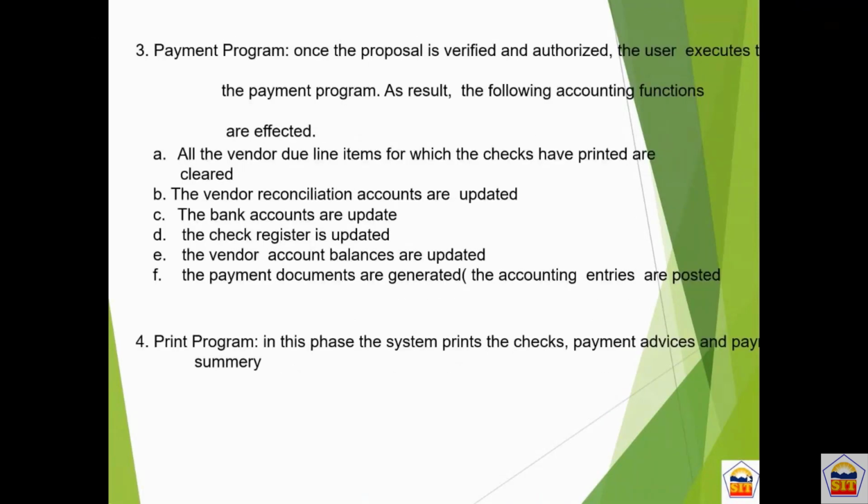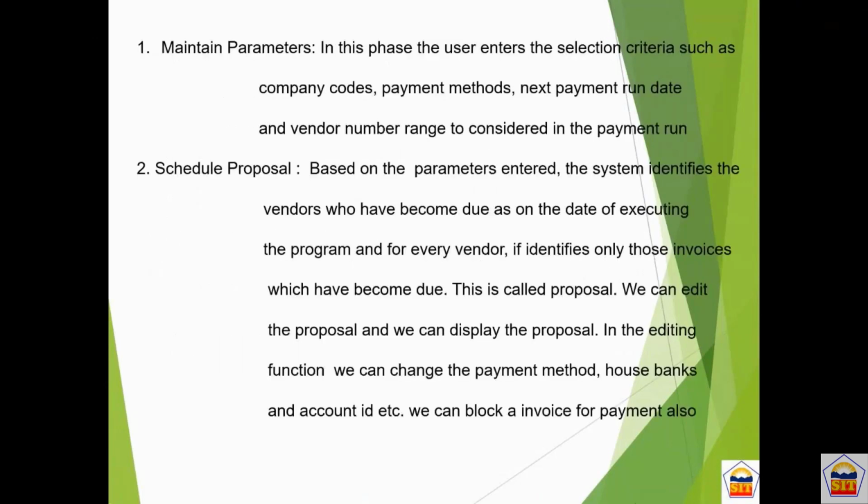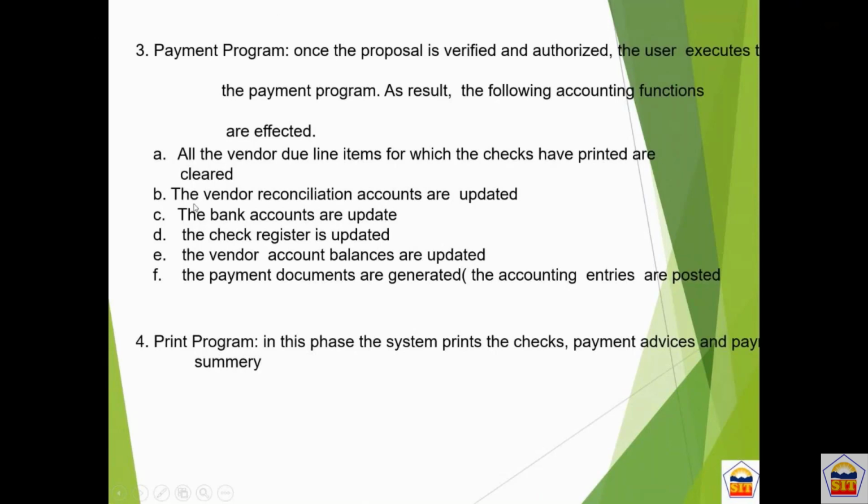This is actually the draft. Once this draft is approved, then we can go for the payments. Your accounting entry will be generated, the payment document will be generated, and your line items will be cleared off. Which line items? Your purchase invoice open items, those will be cleared off by the system. Your sub ledger, main ledger, bank GL, and check register will all get updated. And then the documents which we generated under step 3, we need to print under step 4.